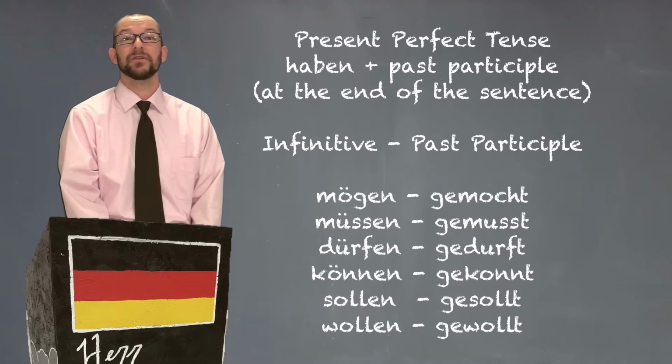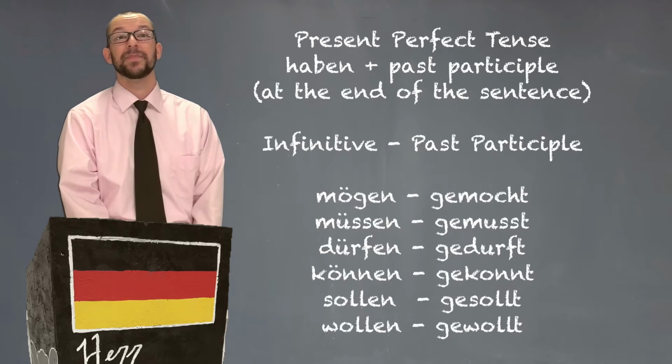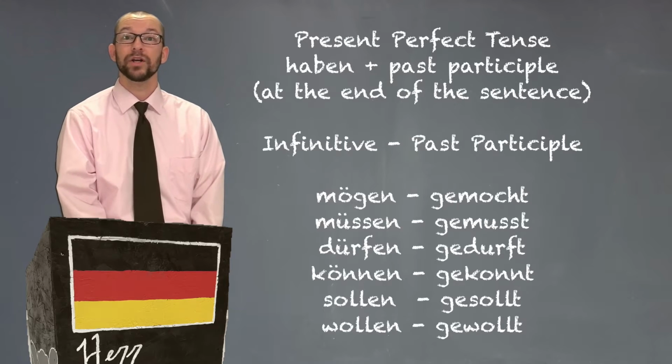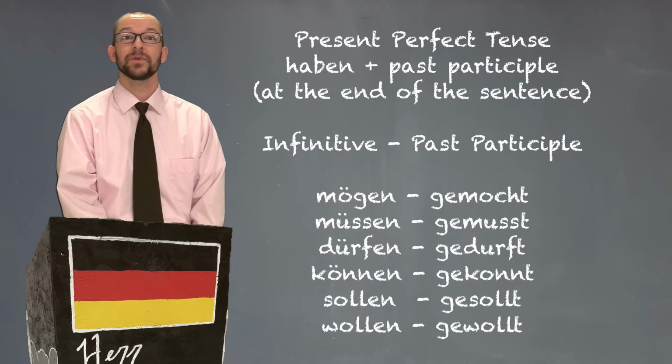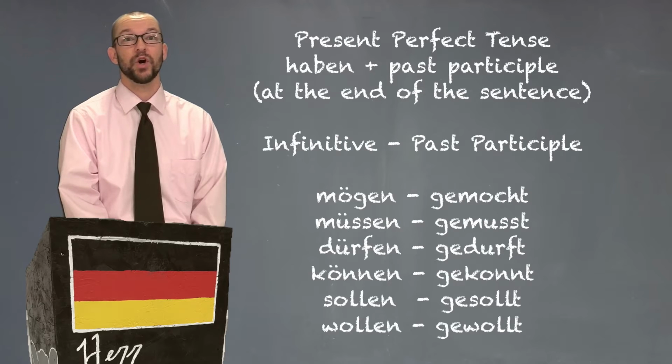All of the modal auxiliaries will use a form of haben, and the past participles are generally kind of regular. Mögen becomes gemocht. Müssen becomes gemusst. Dürfen becomes gedurft. Können becomes gekonnt. Sollen becomes gesollt. Wollen becomes gewollt.